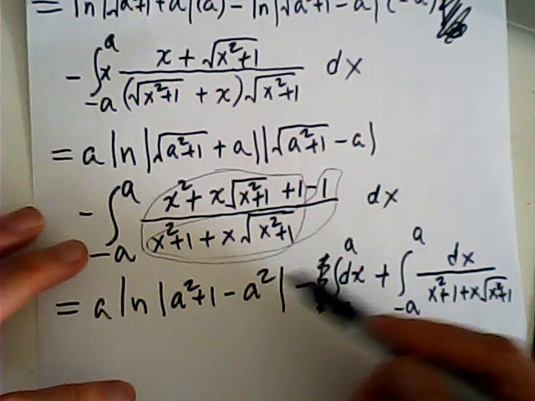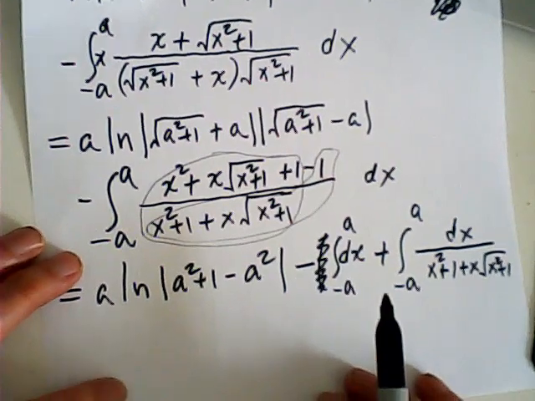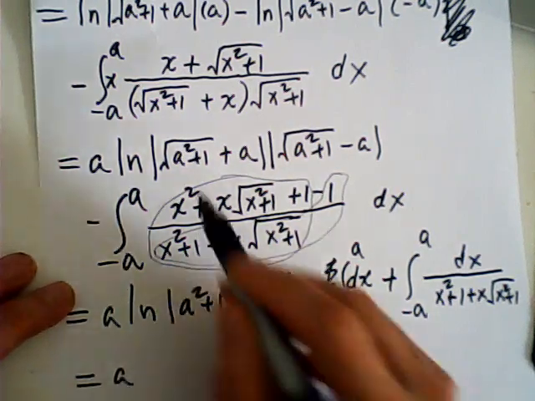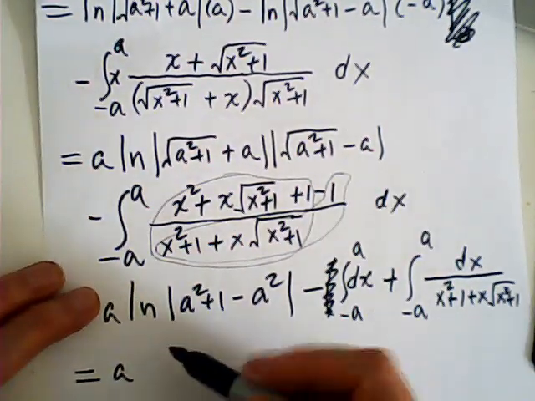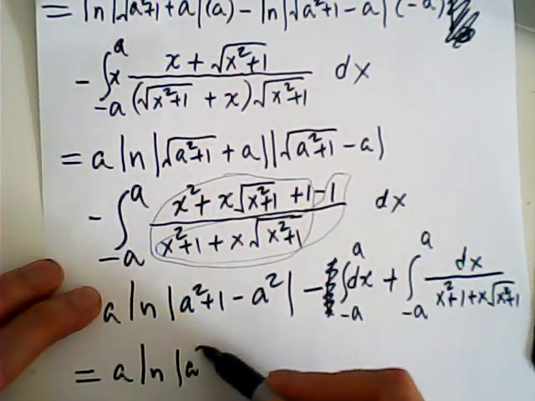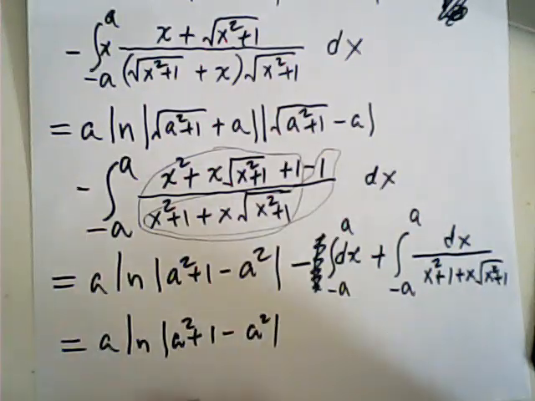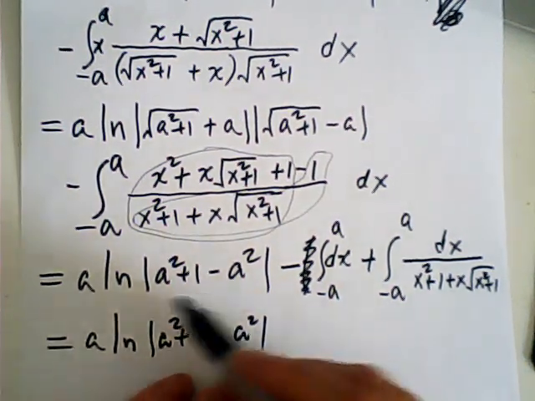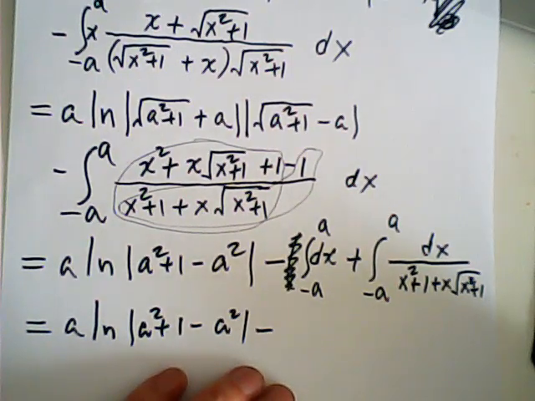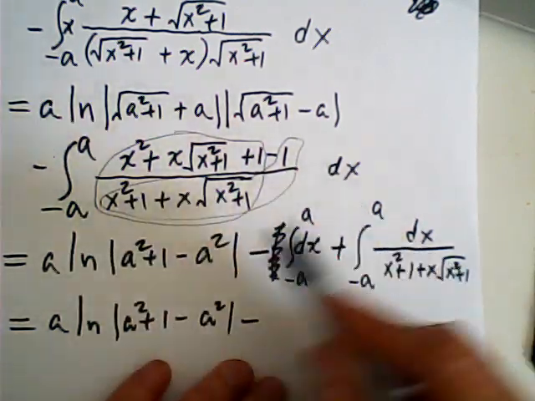I hope you can follow my very messy writing. All right, so far so good. This one is a multiplied by log. This time this one is a squared plus 1 minus a squared, right? So minus this one, right?